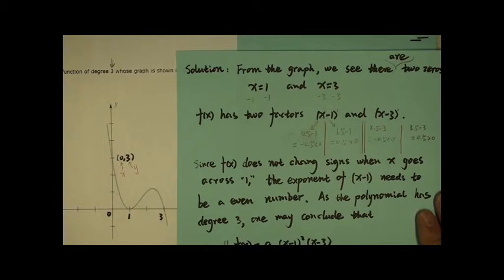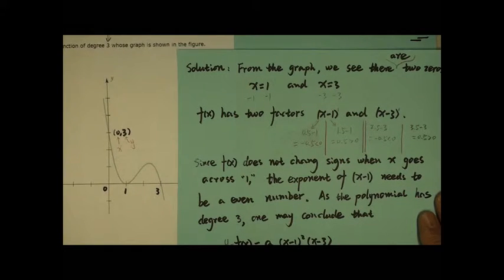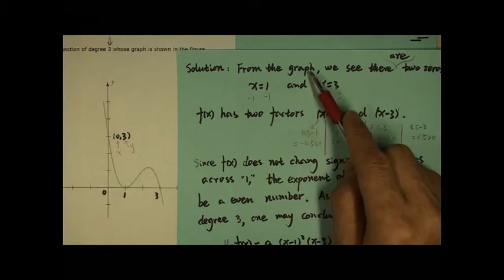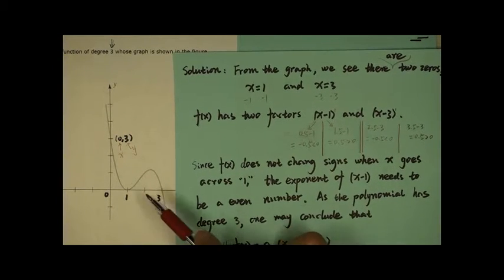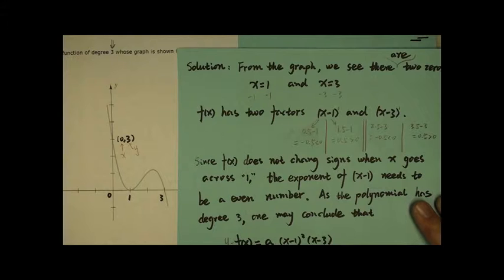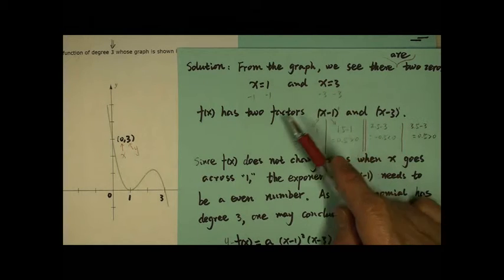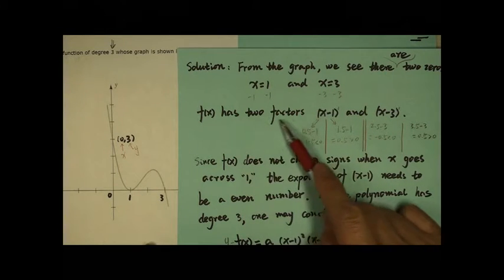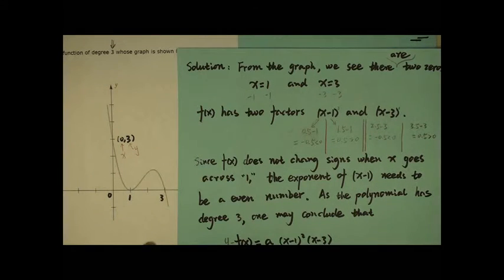Look, we know that from the graph, we see there are two zeros. One is 1, another is 3. Then x = 1 and x = 3 are two zeros. So we know f(x) has two factors, which are x minus 1 and x minus 3. Okay, so we know that.